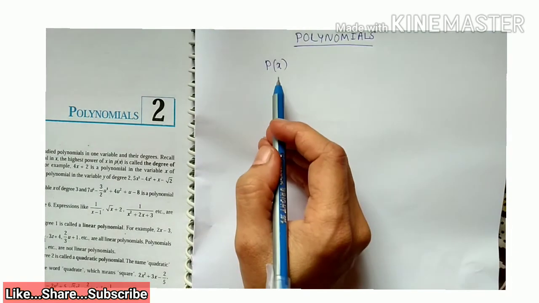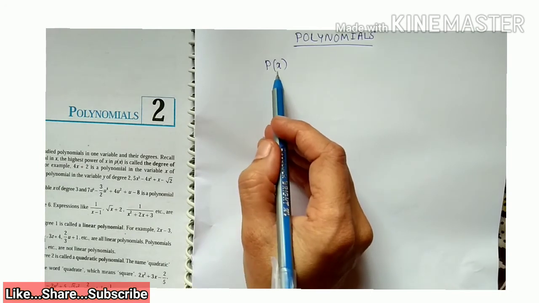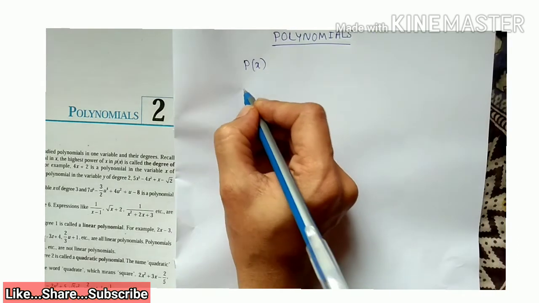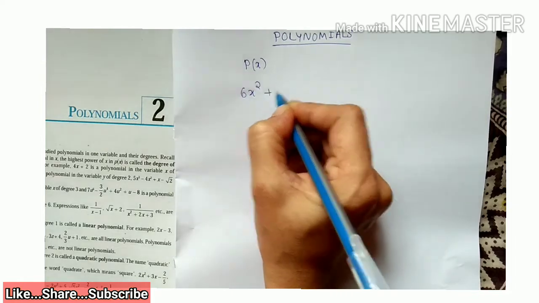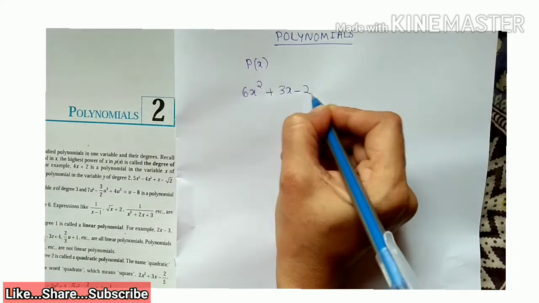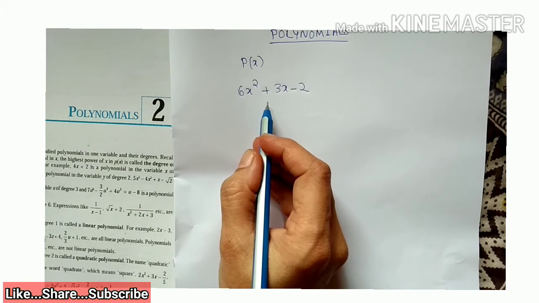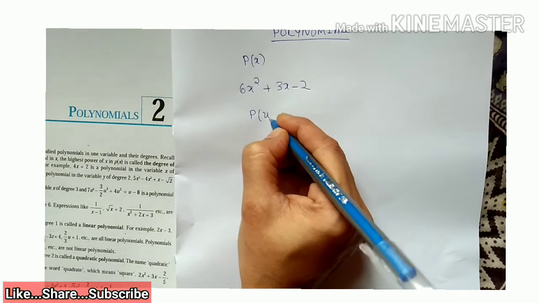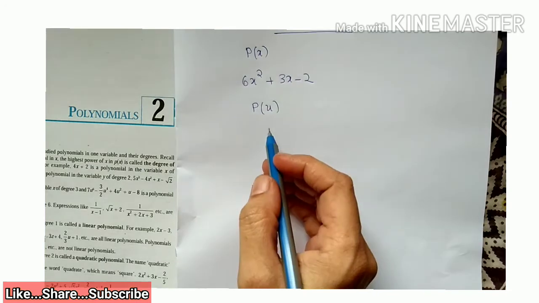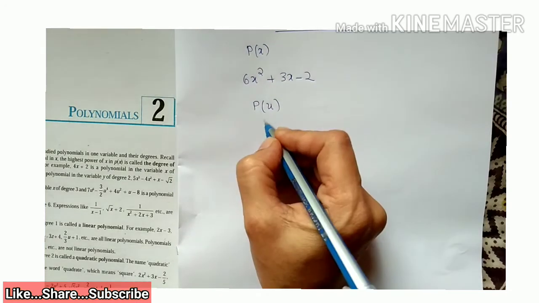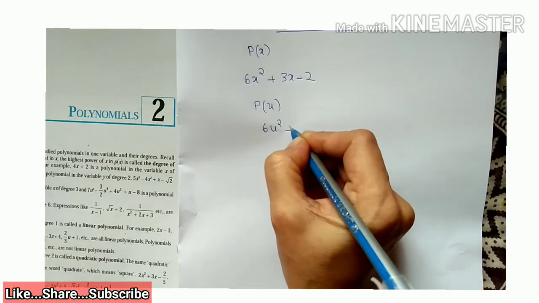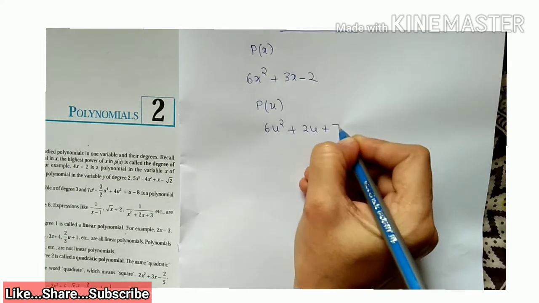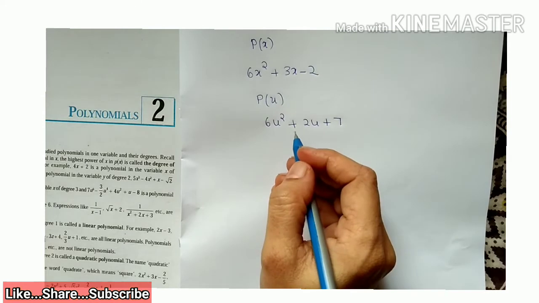P of x is a polynomial in x variable. For example, 6x square plus 3x minus 2 is a polynomial in x variable. Similarly, P of u means polynomial in u variable. For example, 6u square plus 2u plus 7 is a polynomial in u variable.